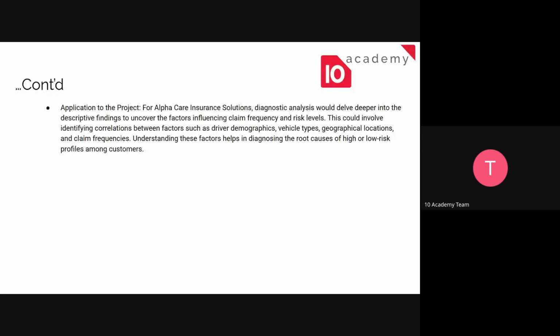So this could include maybe the correlation between factors such as driver demographics, vehicle types, geographical locations, and claim frequencies. Understanding these factors helps in diagnosing the root cause of high or low risk profiles among the customers.